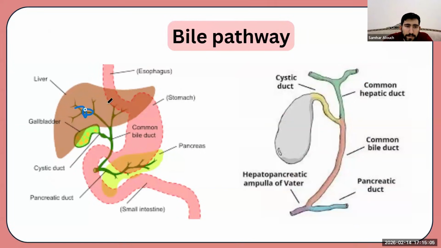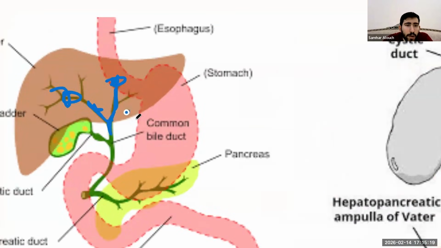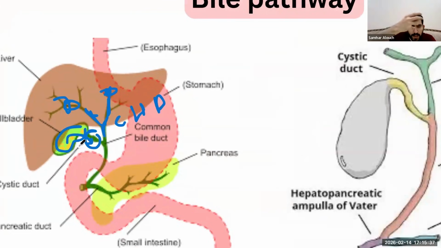Now the bile pathway. Bile is made in the liver. Okay, then it goes to the right and left hepatic duct. From the name, the duct is inside the liver. So it's going to be right and left hepatic duct. They will merge together and form something called common hepatic duct. Now we have the gallbladder. It will also secrete the bile into the cystic duct, because the gallbladder is like a cyst, like a sac. So the name of the duct is cystic duct.